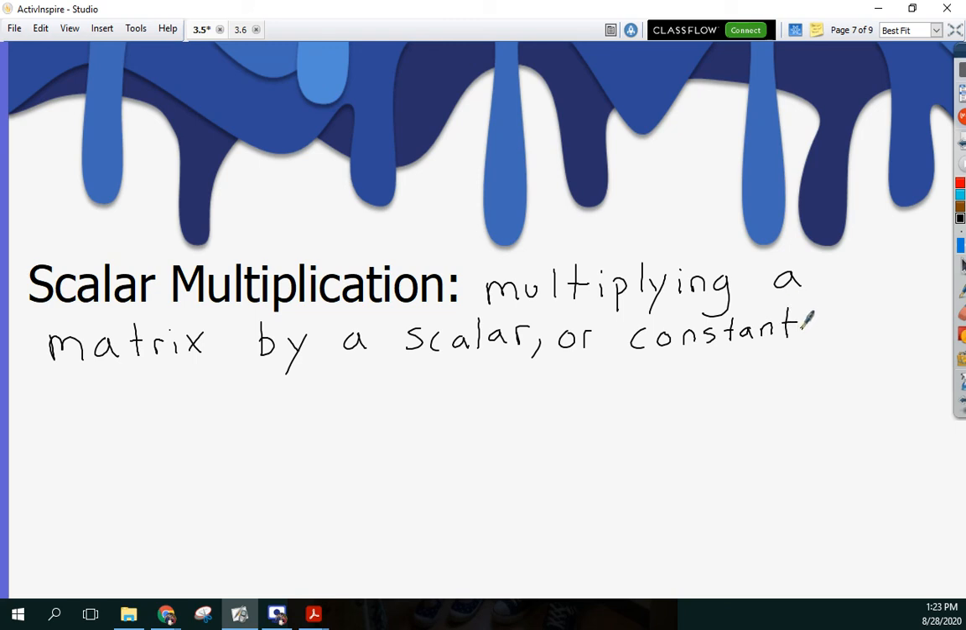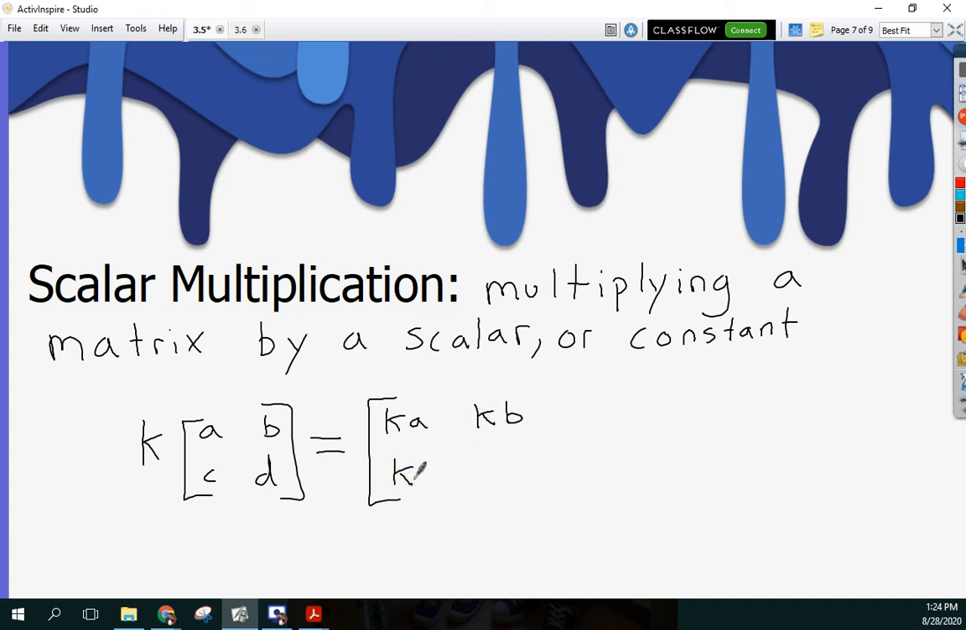So we could look something like this. We're going to have our constant k out to the front. And again, we have A, B, C, and D. And we can kind of think about it like distributing. We're going to take that constant and apply it to all of the elements on the inside. So we would have Ka, Kb, Kc, and Kd.